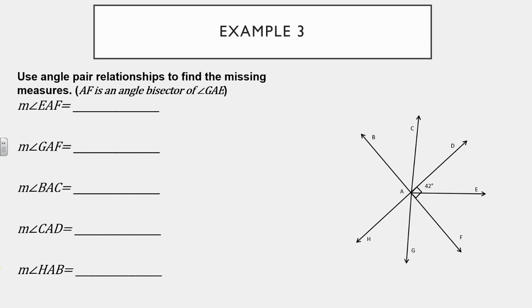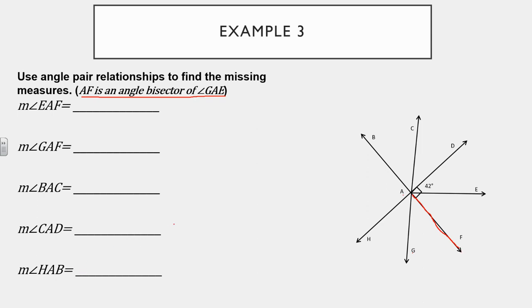Okay, example 3. Here's what we have. We have this diagram to go off of, but we also know that AF is an angle bisector of angle GAE. So go ahead and take a look at GAE. That would be right here. That means F is that angle bisector, so this is cutting up GAE in half, okay?